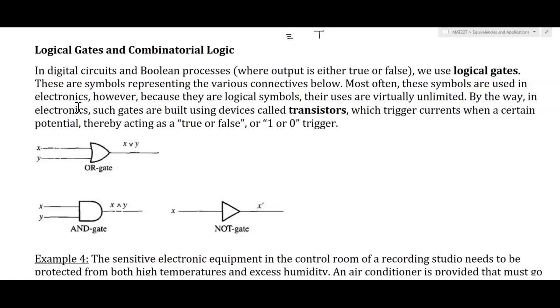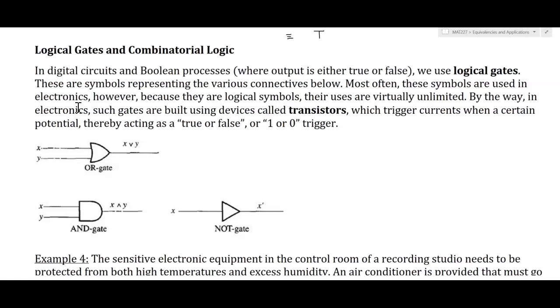So in digital circuits and Boolean processing, Boolean just means named after George Boole, who was sort of the father of this type of logic, where output is either true or false. We use logical gates. These are symbols representing the various connectives below. Most often these symbols are used in electronics. However, because they are logical symbols, their uses are virtually unlimited.